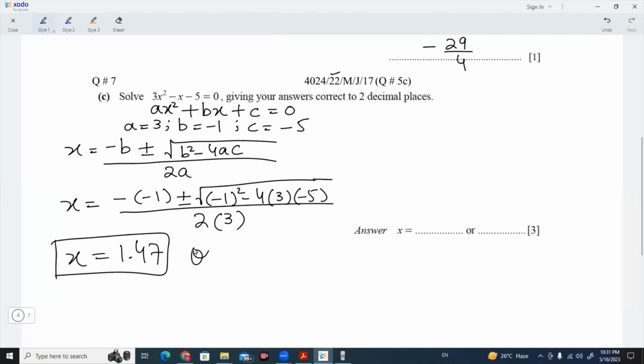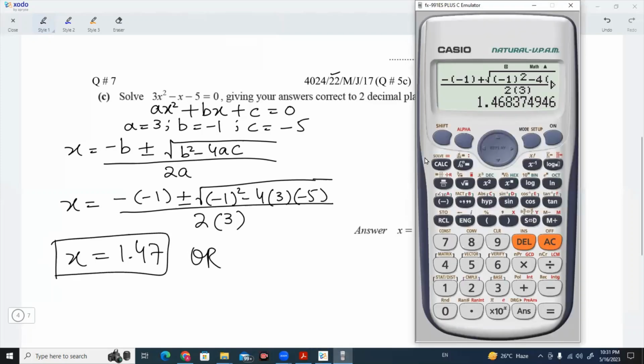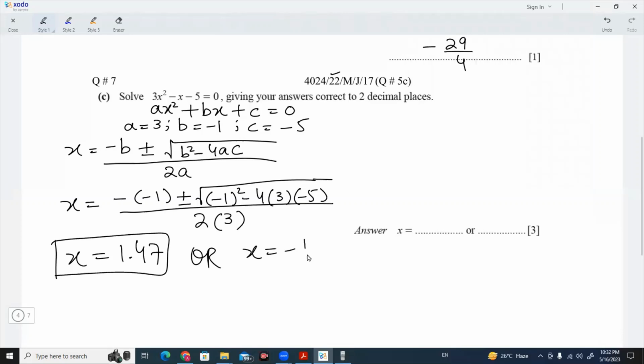For the next part, we have to change the sign. We have to change the sign of the numerator before the square root sign to negative, and then press equals. This is the second answer. That will be negative 1.14, rounding off to 2 decimal places. Writing these answers in the given section, 1.47 is the first answer and minus 1.14 is the second answer. I hope you understand this.